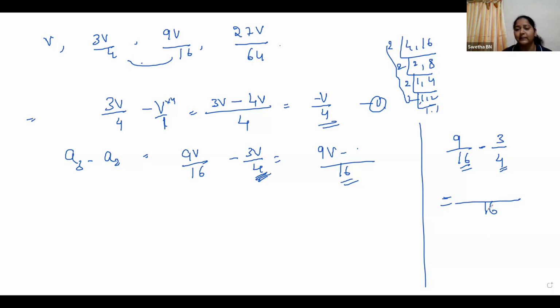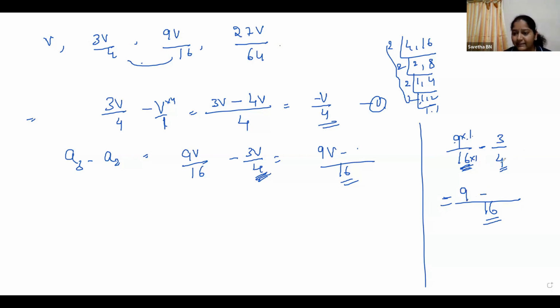So why we are taking the LCM means you have to make the denominator same. You have to make them 16. In the first fraction, the denominator is already 16, right? So you just multiply by 1. Multiply both numerator and denominator by 1. So already we have written 16 in the denominator. 9 into 1 is 9.